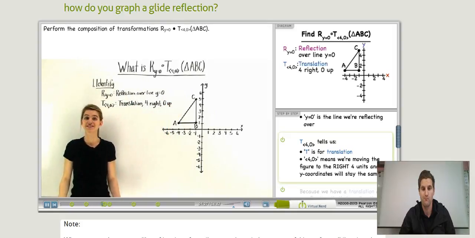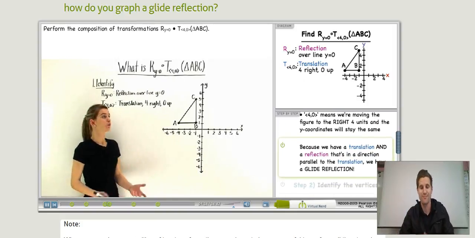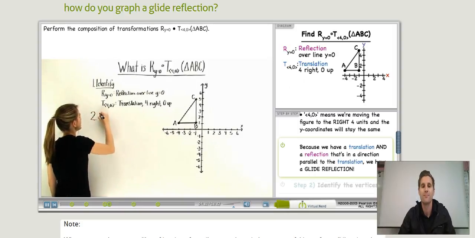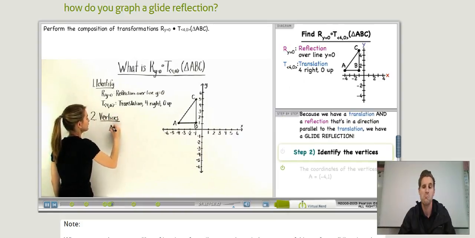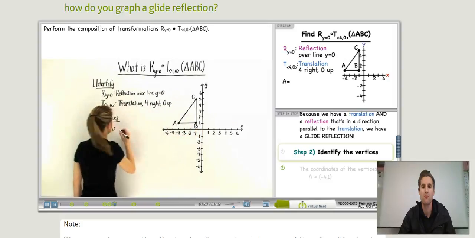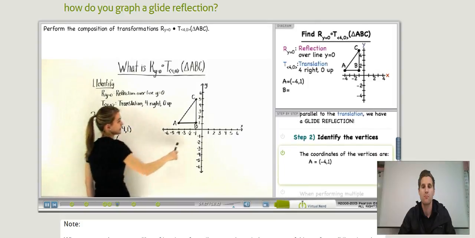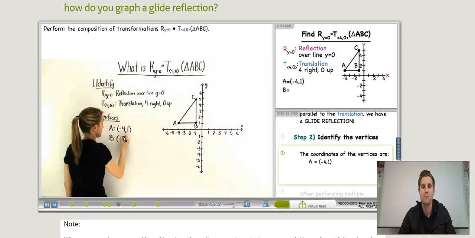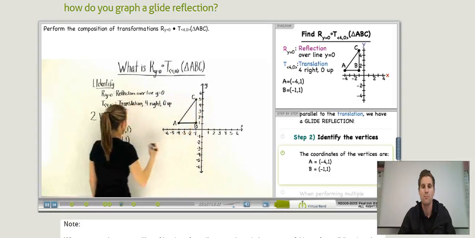Notice here we have a translation and a reflection. This type of combination of a translation and a reflection in a direction that's parallel to the translation is called a glide reflection. Cool. In order to perform these transformations, let's go ahead and take a closer look at the vertices of this triangle. Take a look at point A first. Point A is the point -4, 1. Point B is the point -1, 1. And lastly, point C is the point -1, 5.